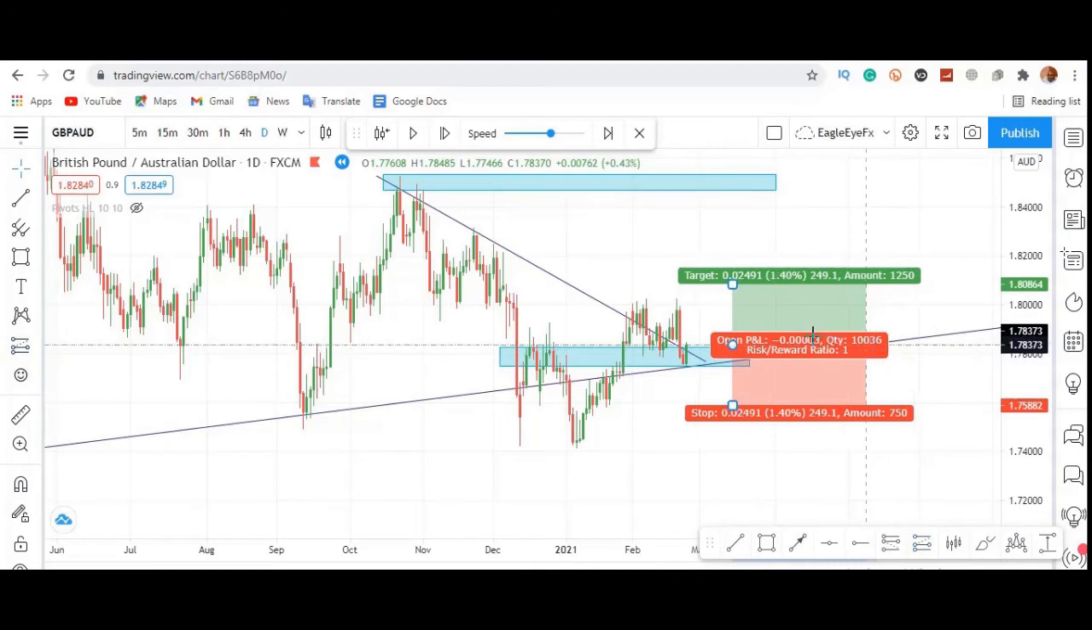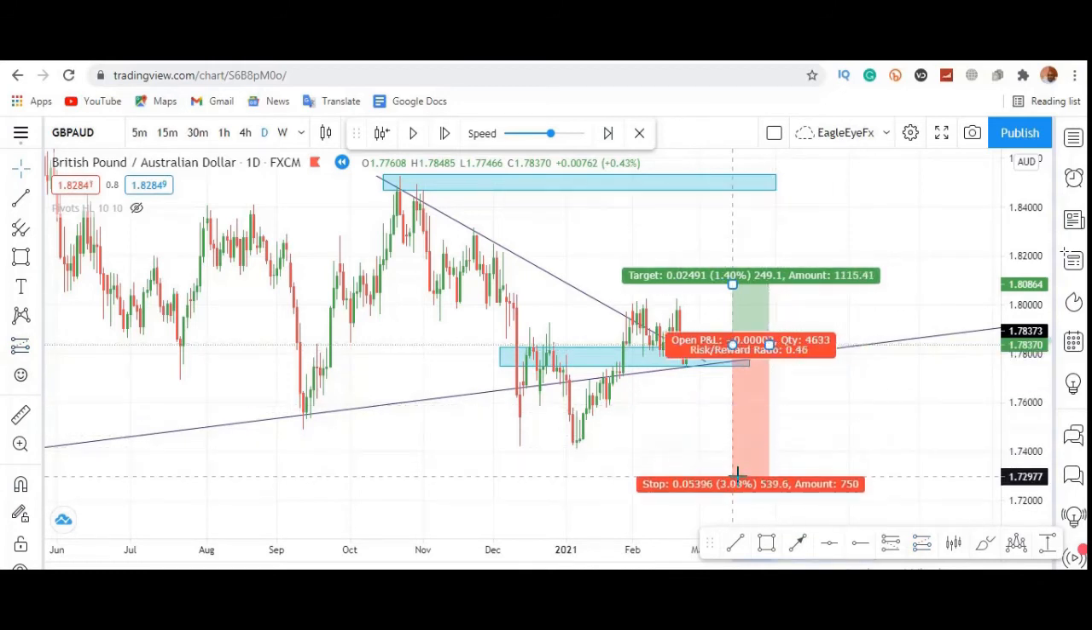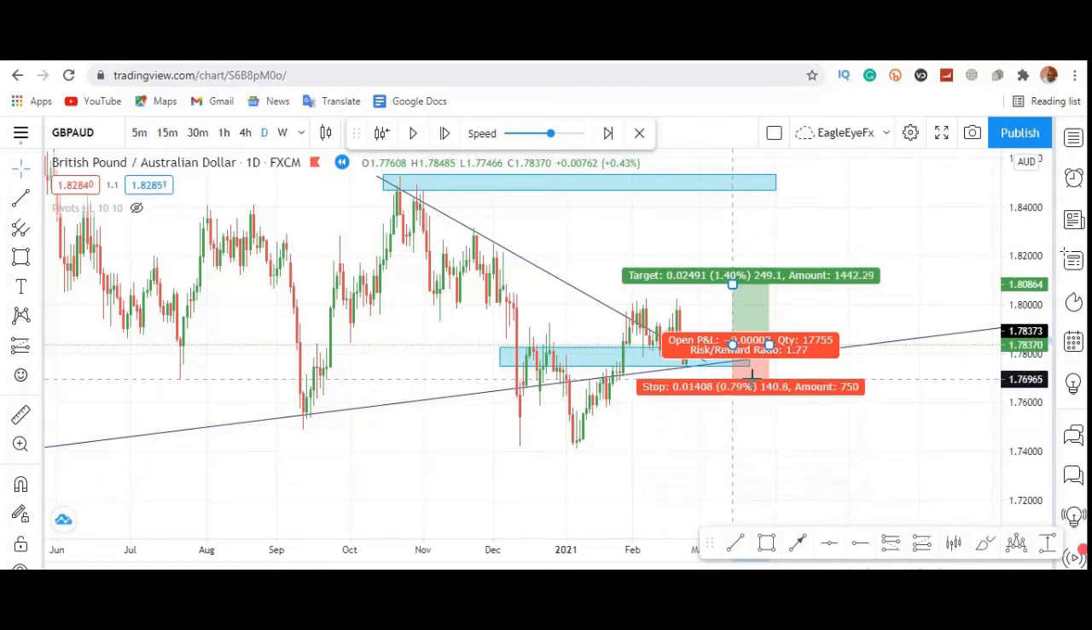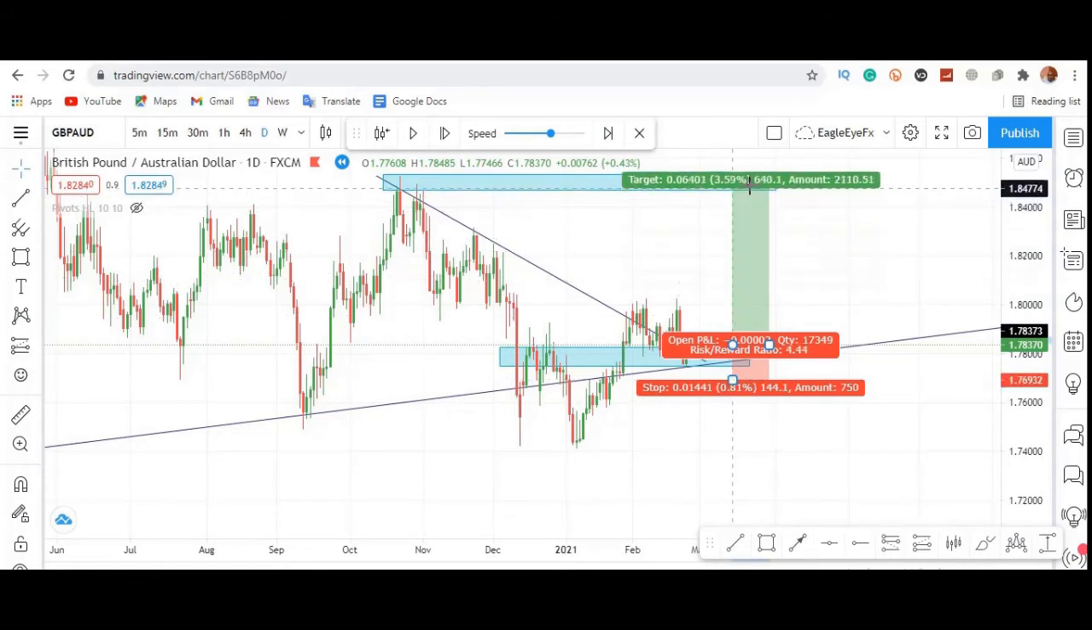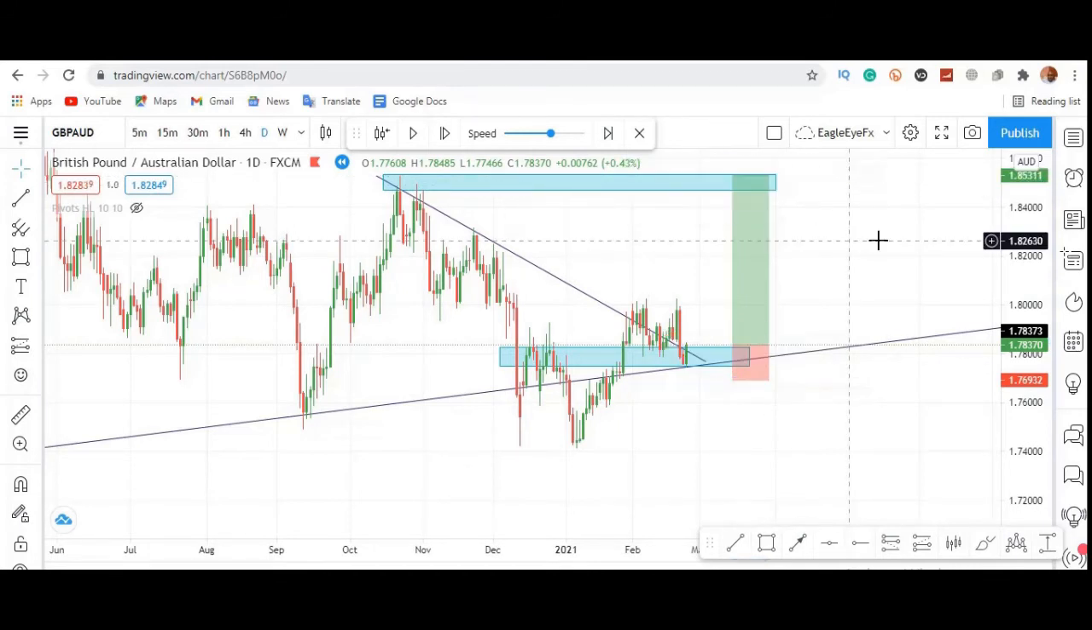Don't put your stop loss too far, because it's going to eat up into your profit. So I'll put my stop loss just below the zone, there. And then I'll target, let's see, what is the RR here? That is 1:4.8, almost 1:5. So you enter your buy there.